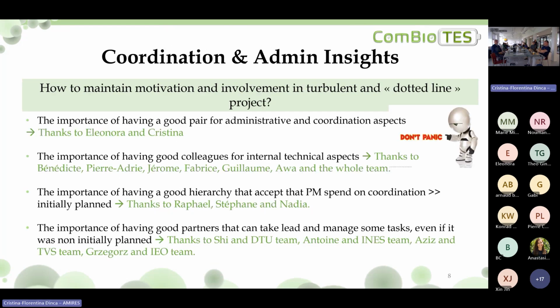So just to finish, something I really want to say that is really important for me is that it is really important to have a good pair for administrative and coordination aspects. Just a few seconds.